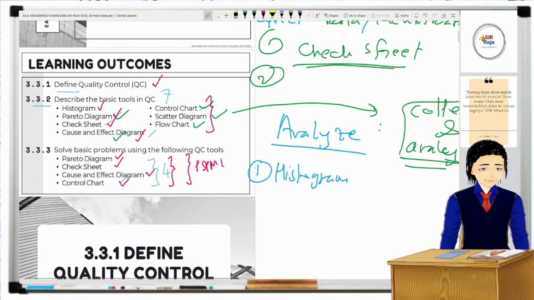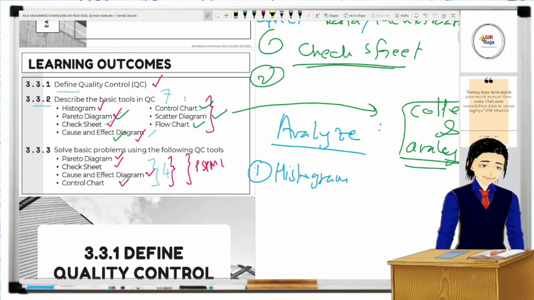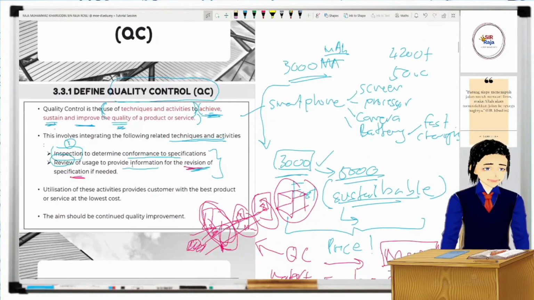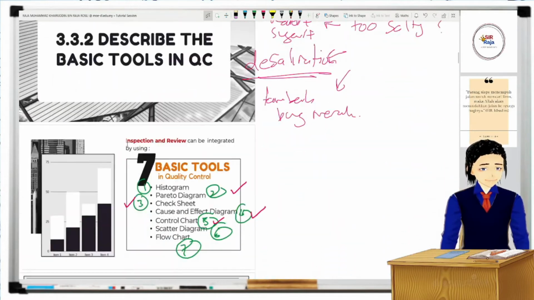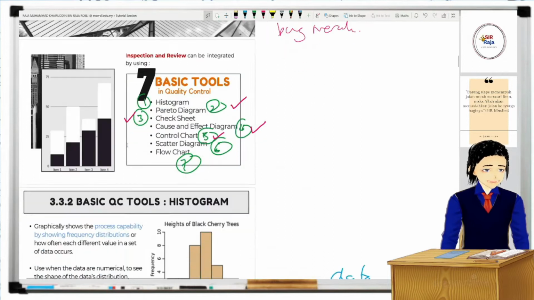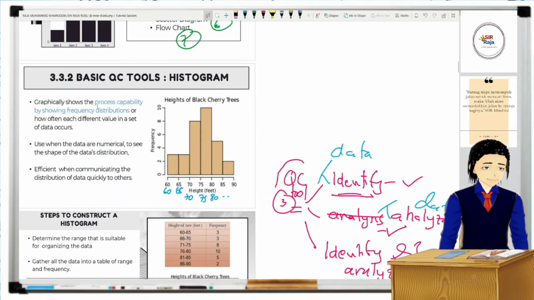control chart and scatter diagram, you should be able to describe them. Sorry, control chart is a part of what we have to apply. Scatter diagram and flow chart, you should be able to describe them. So when I say describe, we can take an example. So we just take histogram as an example. So you should be able to explain what is histogram.